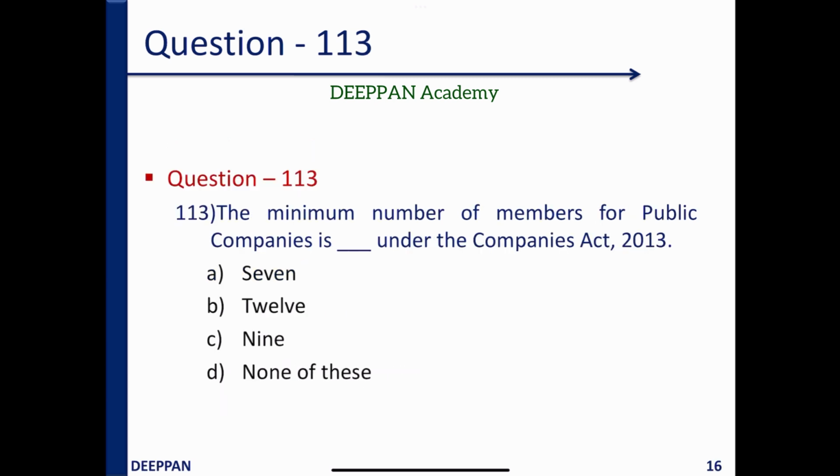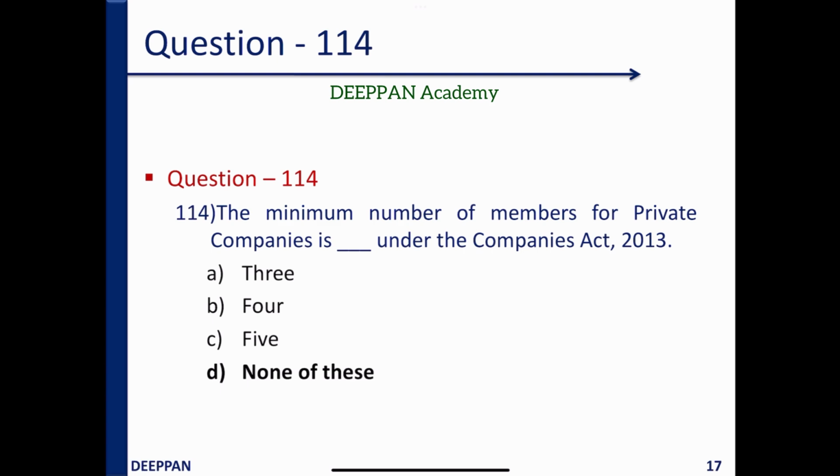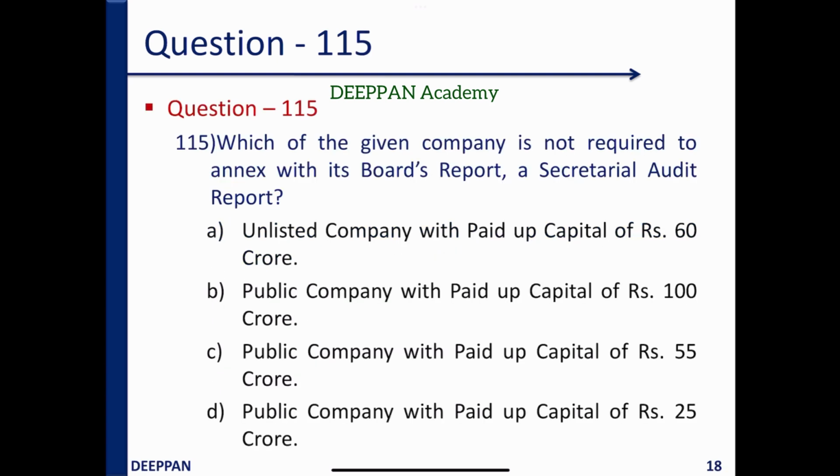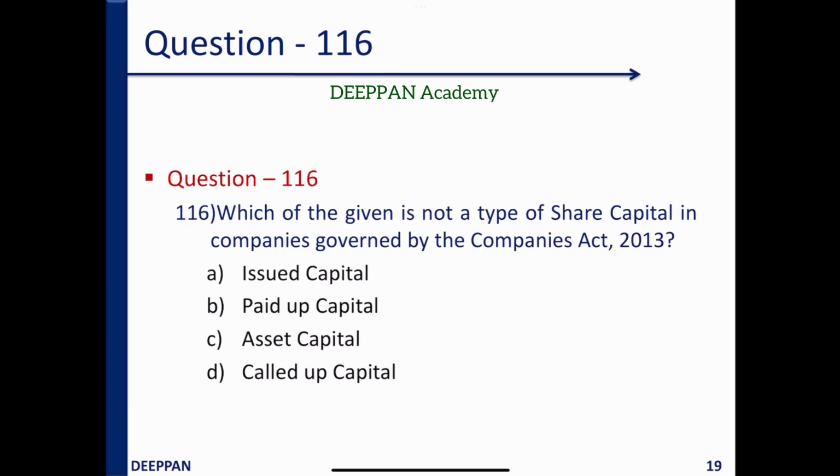The minimum number of members for public companies is dash under the Companies Act 2013, 7. The minimum number of members for private companies is dash under the Companies Act 2013. None of this. Which of the given company is not required to annex with its board report a secretarial audit report? Public company with a paid up capital of rupees 25 crore. Which of the given is not a type of share capital in companies governed by the Companies Act 2013?